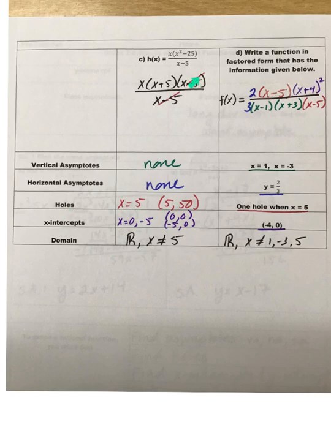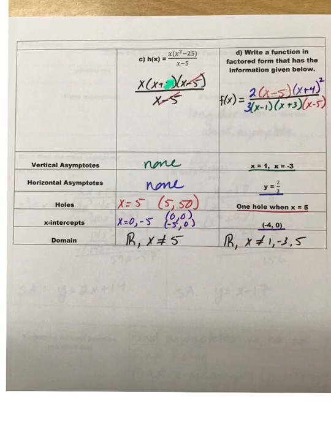Holes, well, this reduced, so this would give us x equals 5. So there's a hole when x equals 5. So to figure out the actual hole, all I do is plug this in to the reduced. You do to the reduced, so we ignore these because otherwise we'd be dividing by 0. So I plug the 5 in right here, and I just get 5 times 10, which is 50. So I have a hole at the point (5, 50).